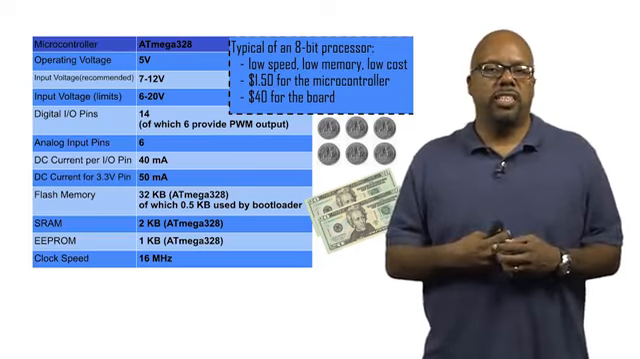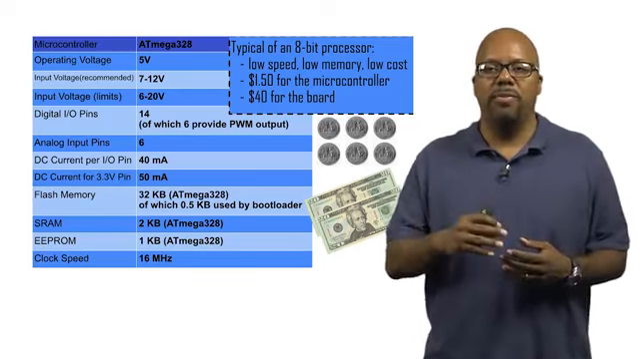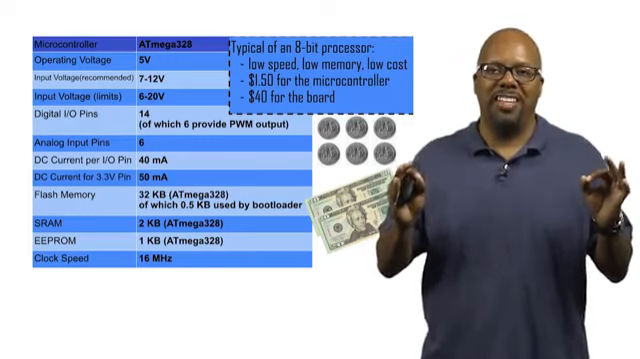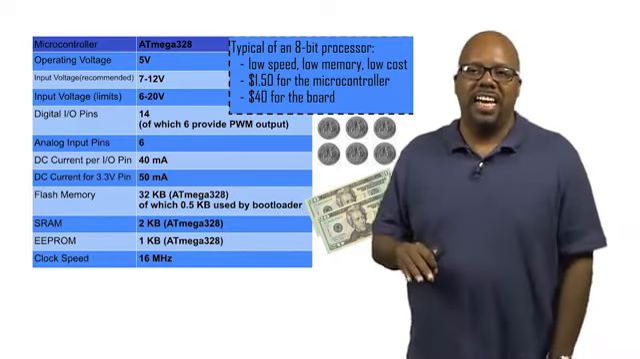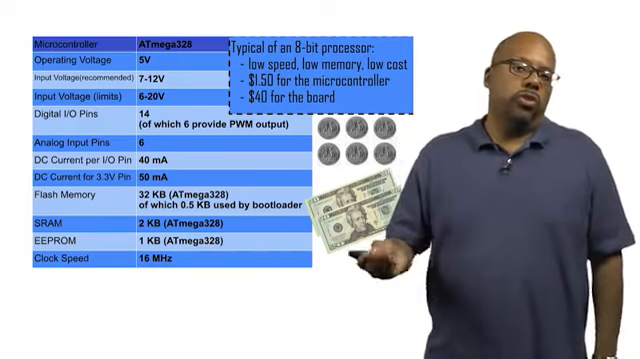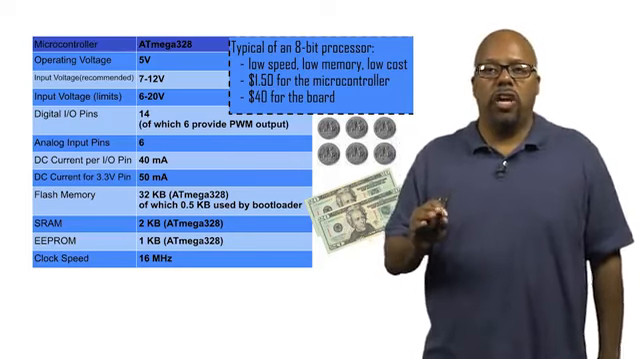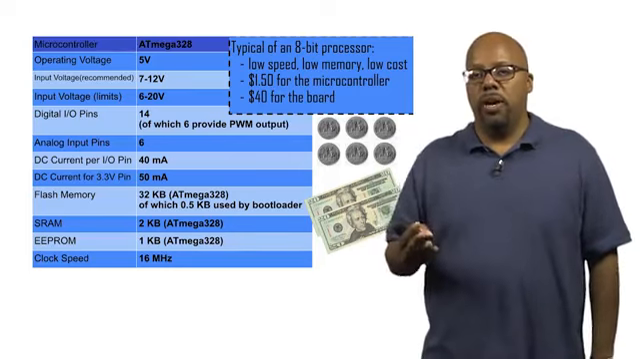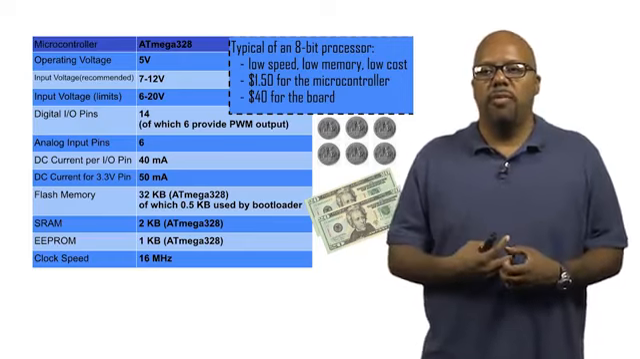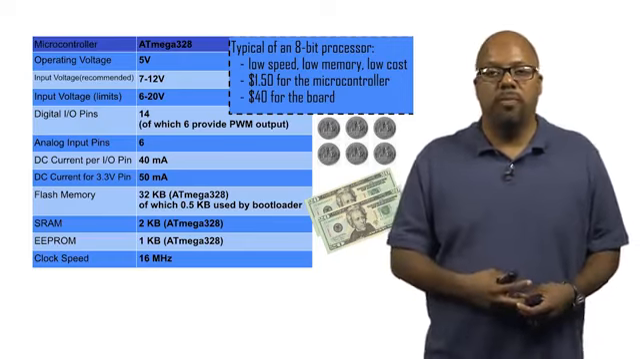SRAM stands for static random access memory. It's just regular memory, but it's volatile memory. What that means is when you turn off the power, anything in SRAM disappears, and when you power it on again, you've got to reload SRAM. So SRAM is the memory that the program uses at runtime, and there are 3 kilobytes, which is not much.